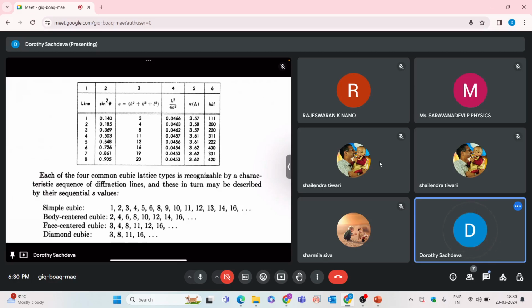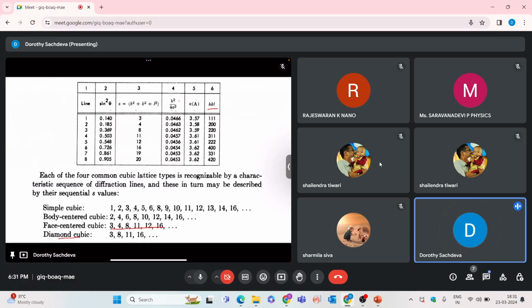So for example, your sine square theta, your s values, lambda square divided by 4a square, a, and your HKL. This is the complete table for the values of s and the corresponding HKL planes. For a simple cubic system, you have values 1, 2, 3, 4, 5, 6, 8, 9, 10, and so on. For a body centered cubic system, you have 2, 4, 6, 8, 10, 12, and so on. And for FCC, you have 3, 4, 8, 11, 12, 16, and so on.